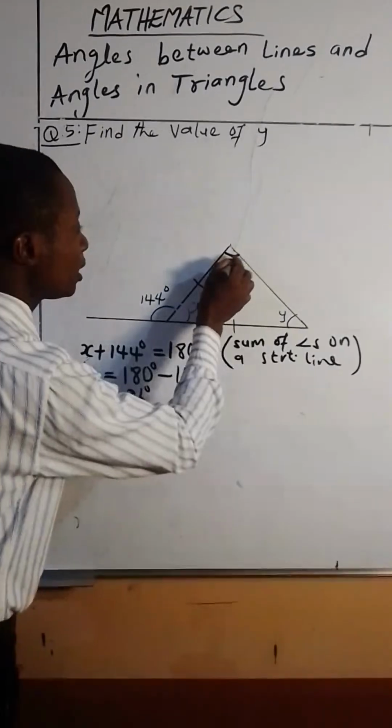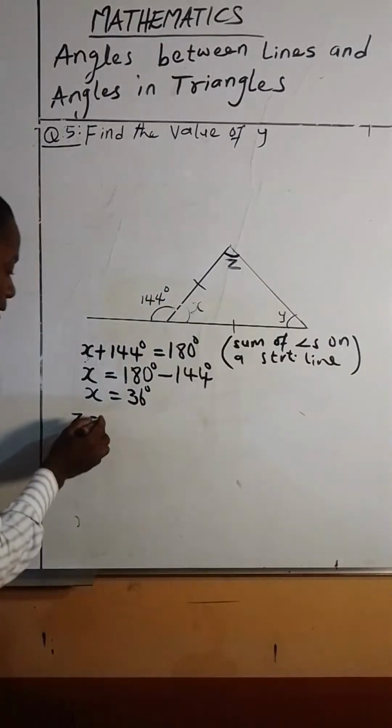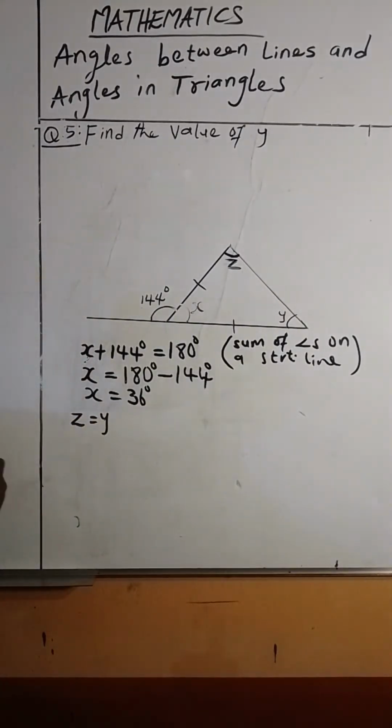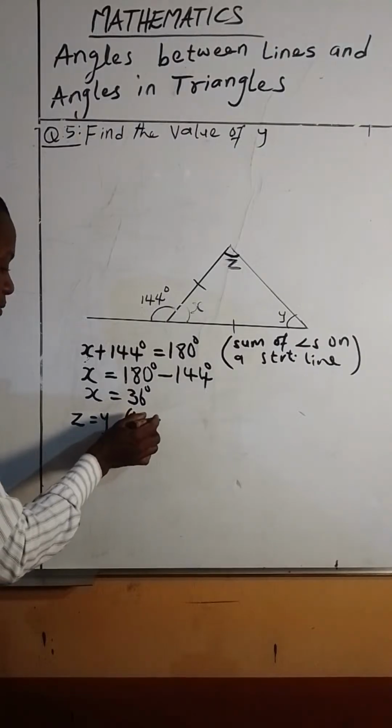Now what it means is that this is x, this is y. If this is y, it means that this will also be y, because this y is equal to this y. These y are equal because they are base angles of isosceles triangle. Or we can simply call it x, y, z. Let's call here z. z is equal to y. Then what is the reason for the equality? We call it base angles of isosceles triangle.